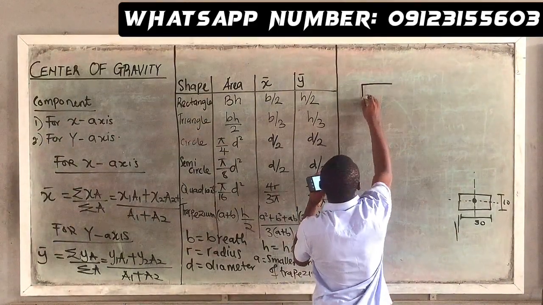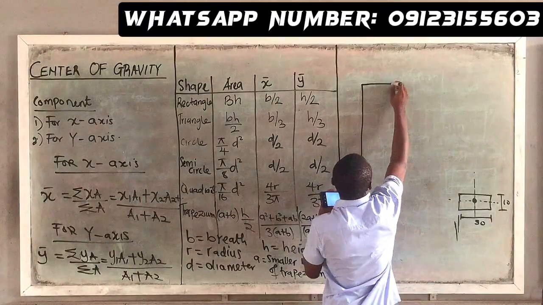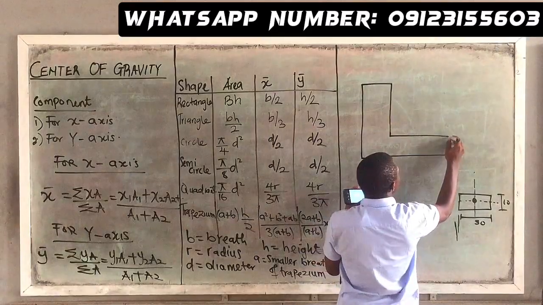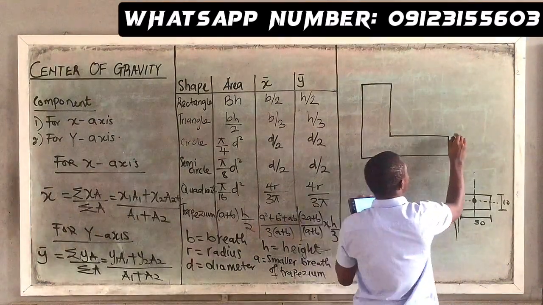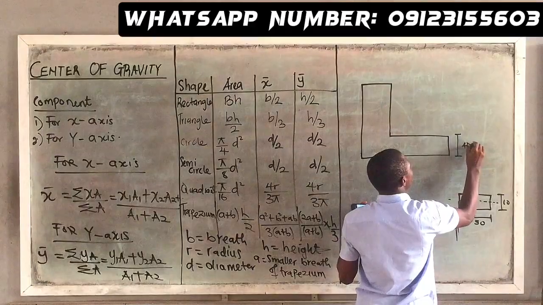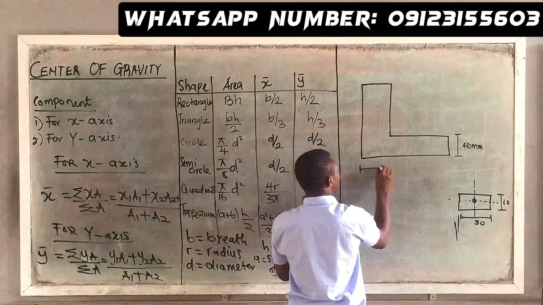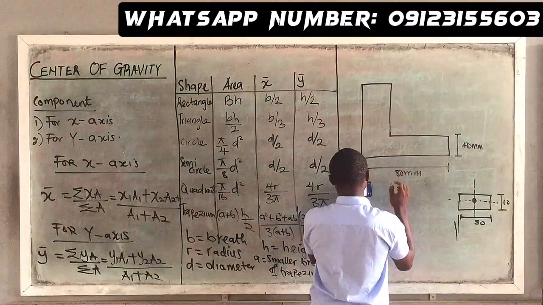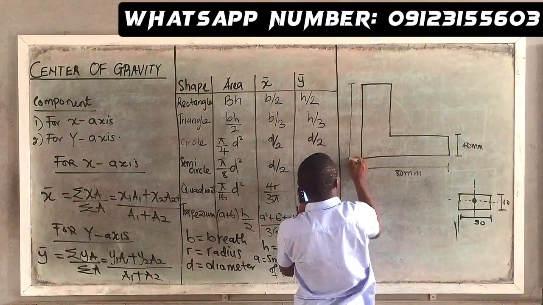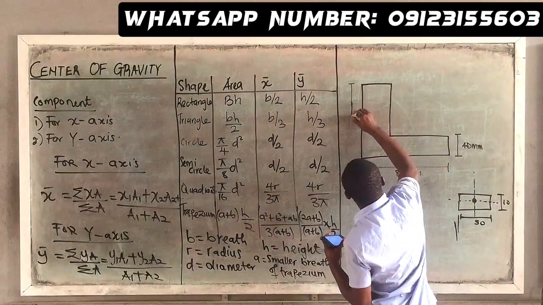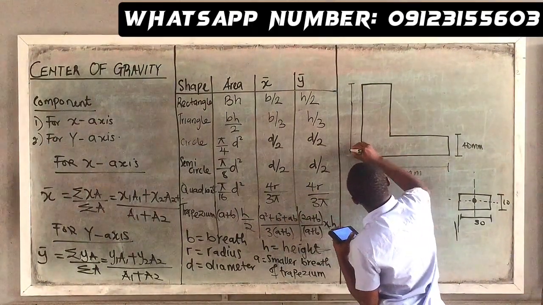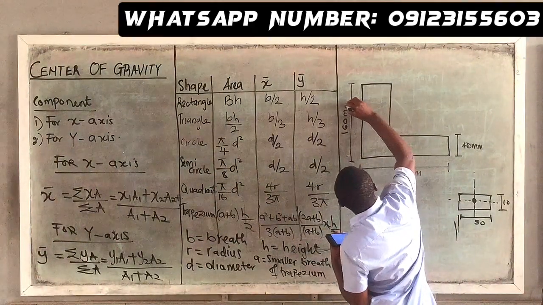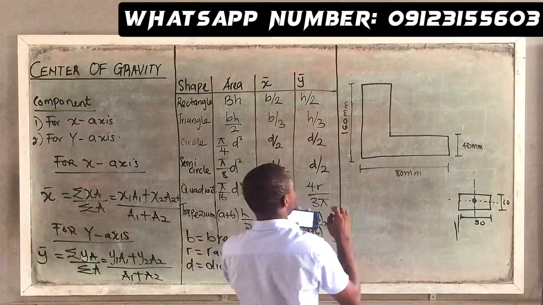I have the figure. Find the position of the centroid of the figure below. So I have this piece. I have this.